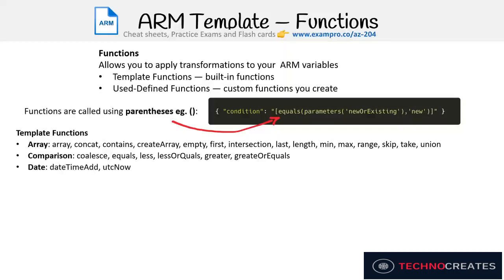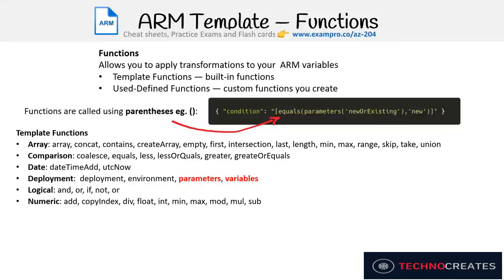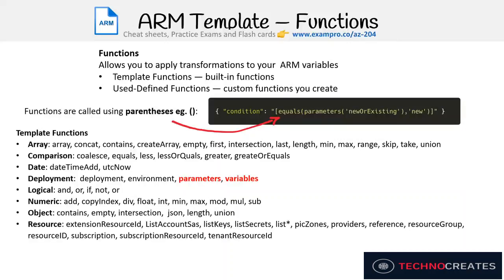You have date functions. You have deployment functions, and for example, parameters and variables are actually functions. So that's kind of interesting. Then you have logical operators, so and, or, if, not. Numerical functions like add, div, float, int, min, max. Objects, so contains, empty, intersection. And then you have resources, so extension resource ID, providers, references, etc.